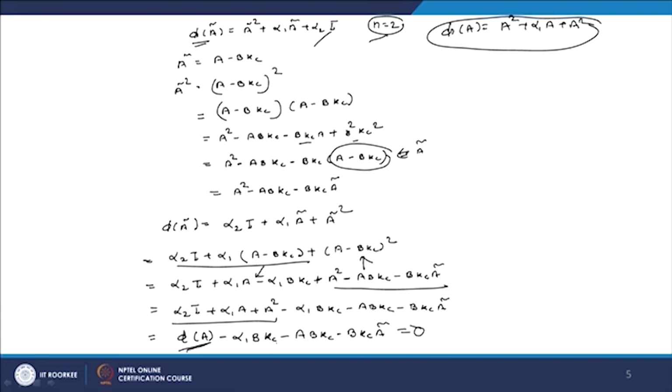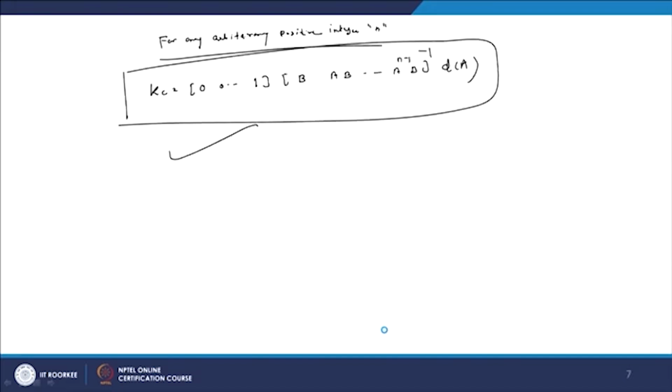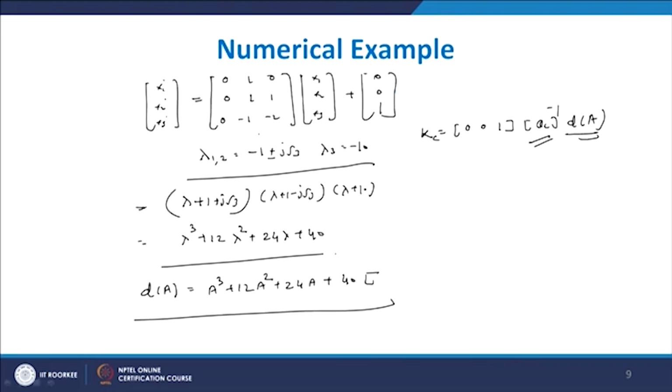So, alpha 1 B Kc A bar, and again after simplifying everything we have got this particular equation, 0 1 Qc inverse into phi of A, and similarly we have written for the nth order plant, that is 0 0 0 1, Qc inverse into phi of A, and based on this we have solved one example.